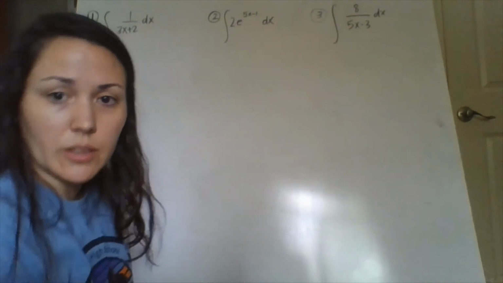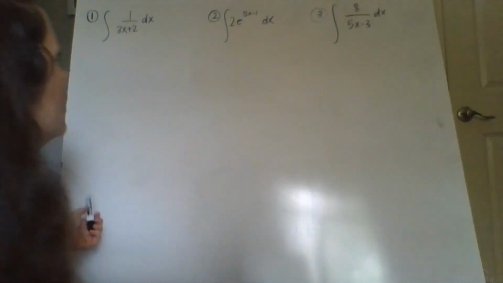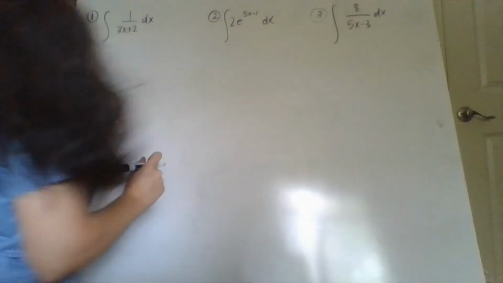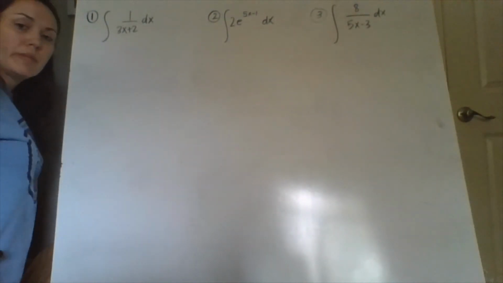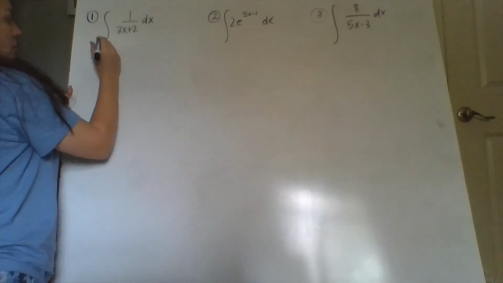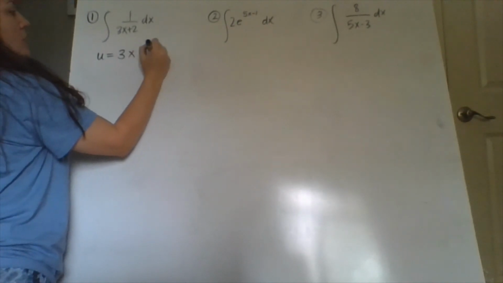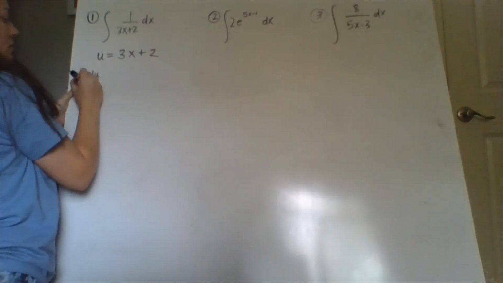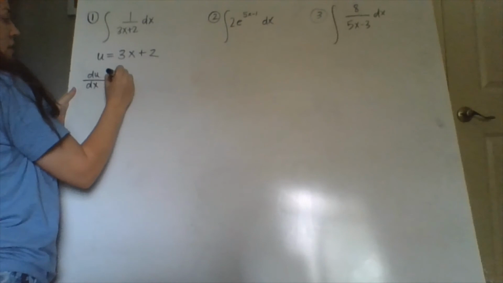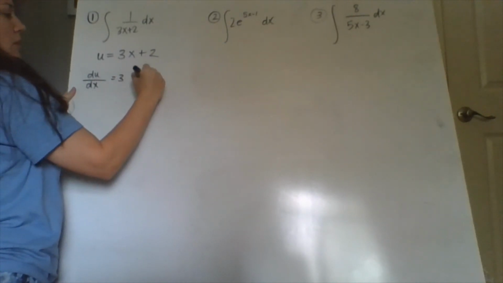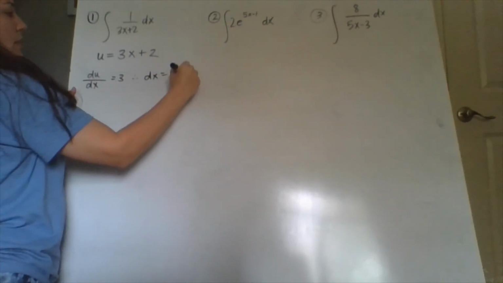So I'll work these out. Slow it down, pause it, whatever you need to, or ask questions on our next Zoom class. So I'm still going to use my u substitution here. So u is 3x plus 2. The derivative of u with respect to x is 3. So dx is 1/3 of du.